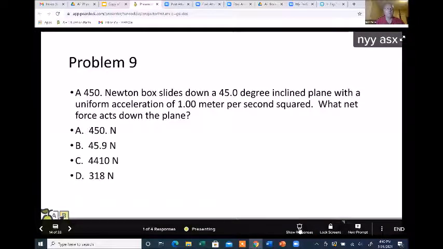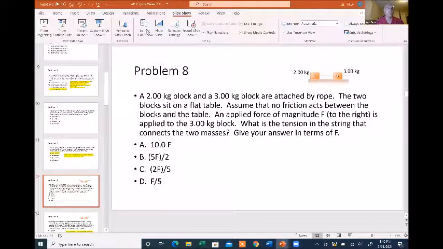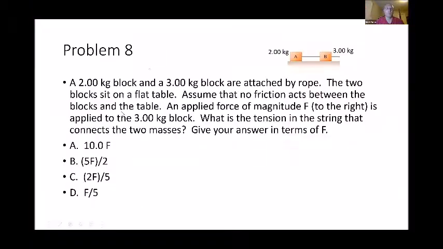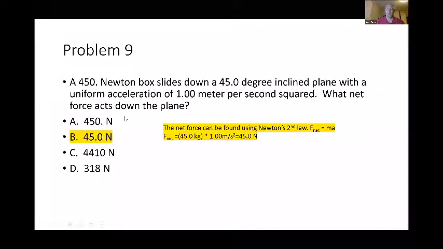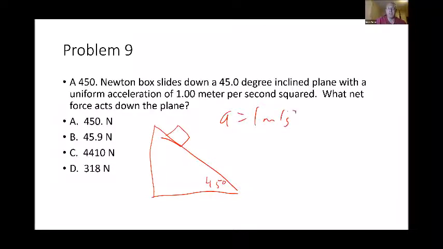All right, so some of you are thinking B. Let's go to the PowerPoint now and let's see what's going on with that. Here's our incline. It's a 45-degree angle. So we have this box that's accelerating at 1 meter per second squared down the plane. What net force acts down the plane? Well, since the acceleration is along the plane, we know that F net equals ma.